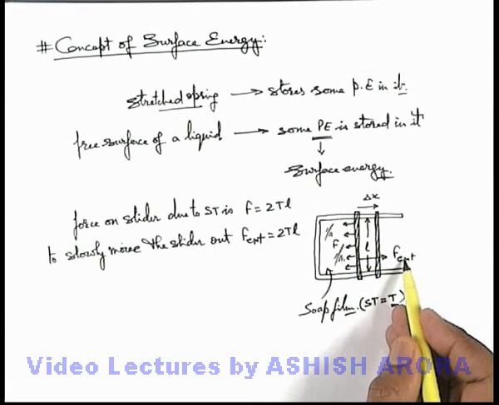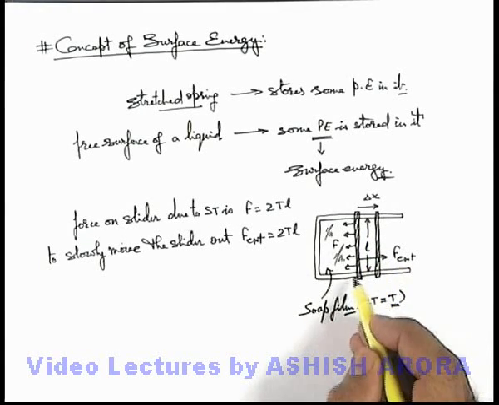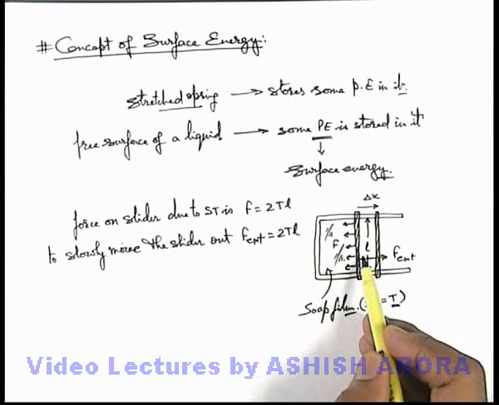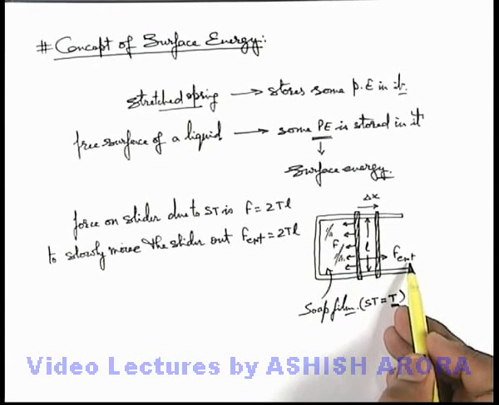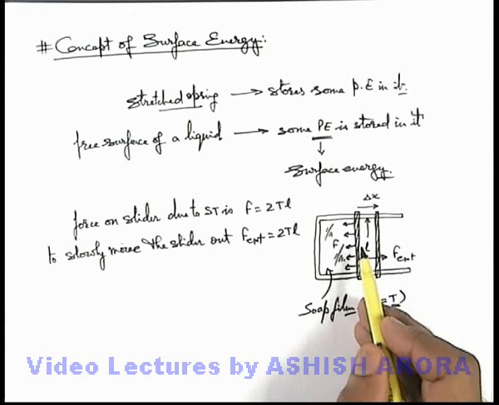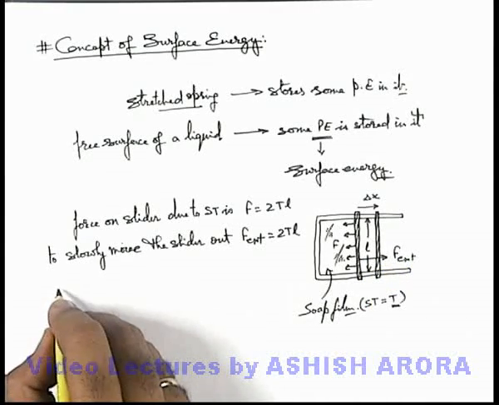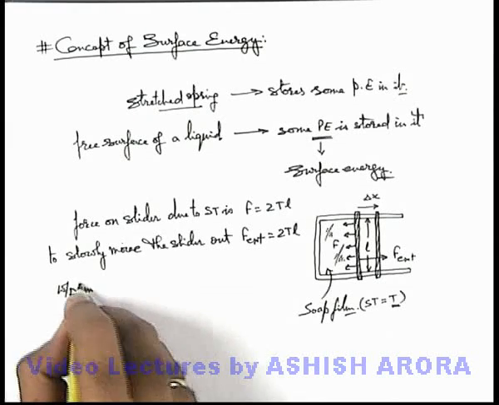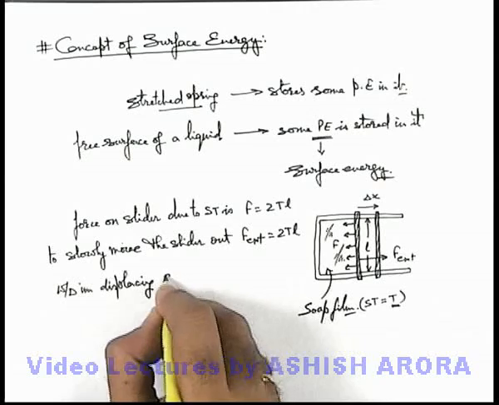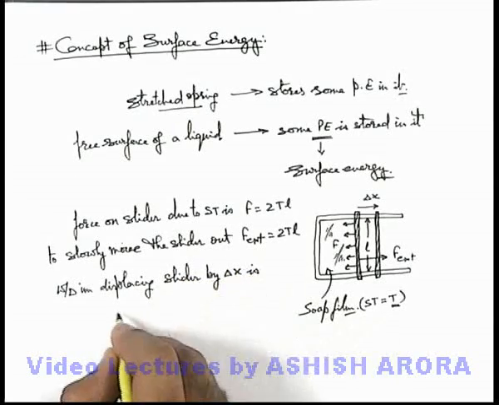Whatever work is done by the external force will be stored in the film in the form of its surface energy. In a similar way, if we have a spring which is already stretched, and we further stretch it by an external force, then whatever work is done by the external force will be stored in the spring in the form of its elastic potential energy. So here we can calculate the work done in displacing the slider by delta x.